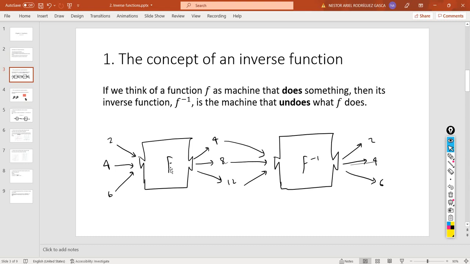So you can observe that this function is reverting or undoing what the other function is doing. One function is multiplying by 2, and this one is dividing by 2. If you give it 4, it divides by 2 and obviously gives you 2, and the same for the rest of the numbers. So we call this particular function f inverse. Why inverse? Because it's inverting what f is doing, the reverse process. That is the concept of an inverse function.